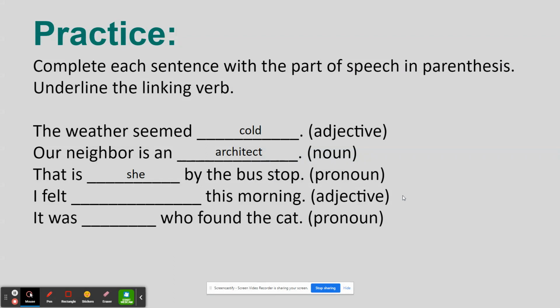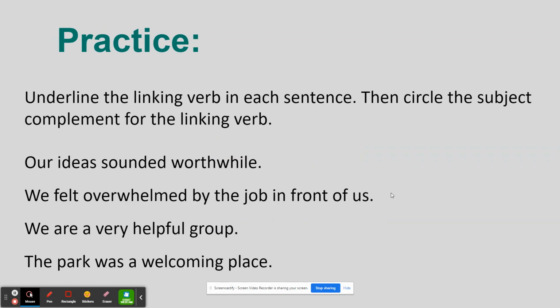I felt blank this morning. So good adjective. I felt tired this morning. Yes, I did. Very true. And the last one, another pronoun. It was blank who found the cat. It was he who found the cat. And again, it needs to be a subject pronoun here because it's being a subject complement. So you will need to do some work like this today on your exercise.